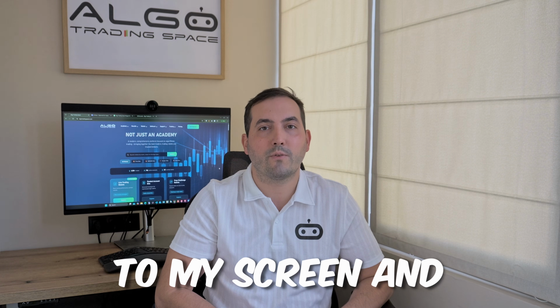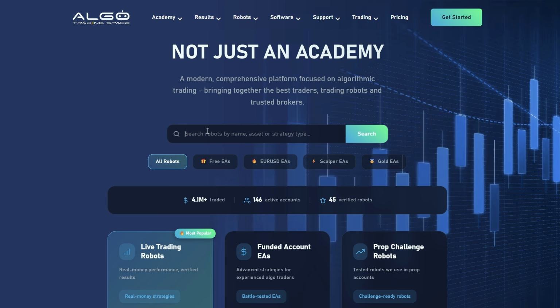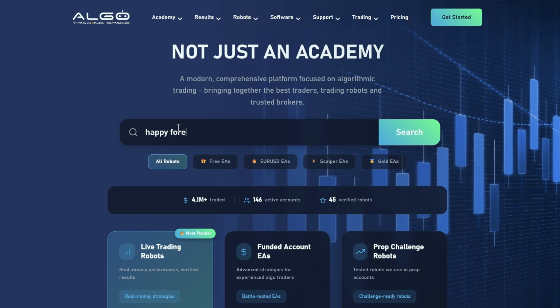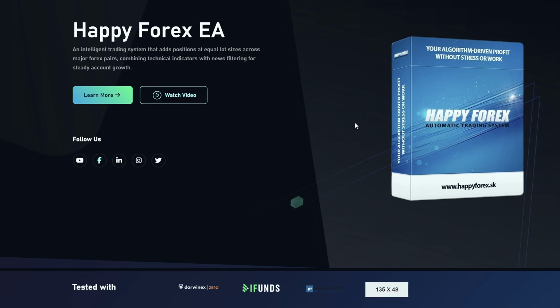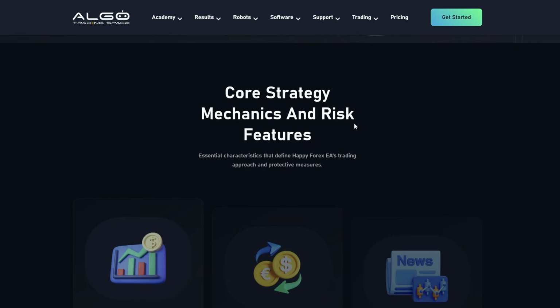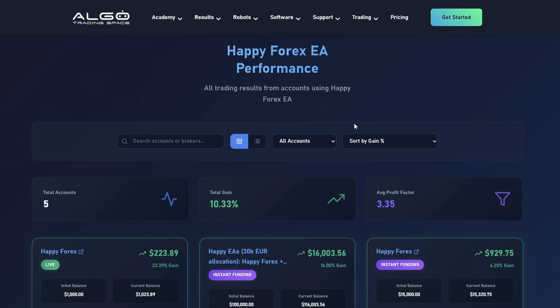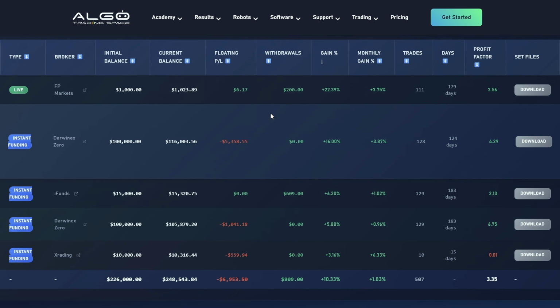Okay, let me switch to my screen and show you which is the robot I'm talking about. So I'm on the Algo Trading Space homepage, and what I'm going to show you today is the Happy Forex robot. I know many of you will say that we have seen this robot many times in many videos, but what I will show you today, guys, is something very interesting. I will show you how the EA is set up in the different accounts that we have, and I will show you why in some of the accounts it outperforms the others.